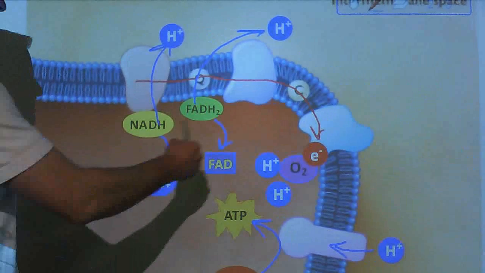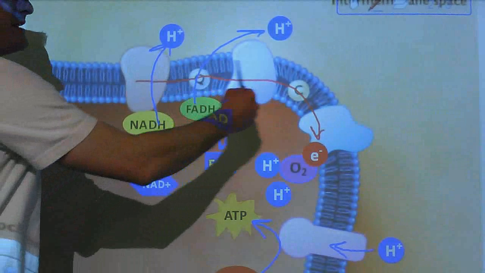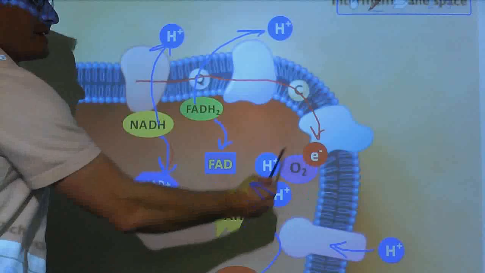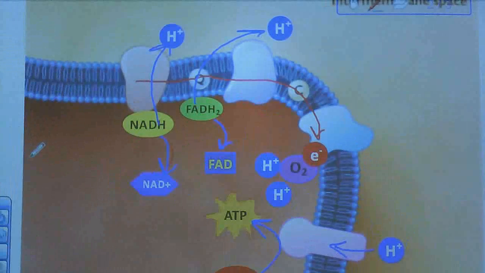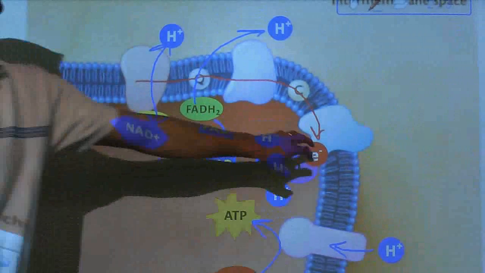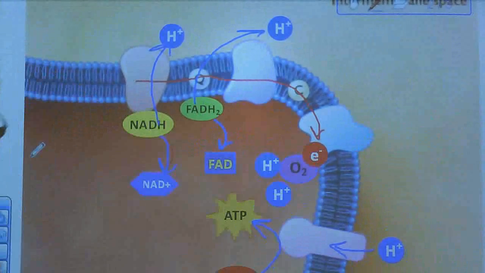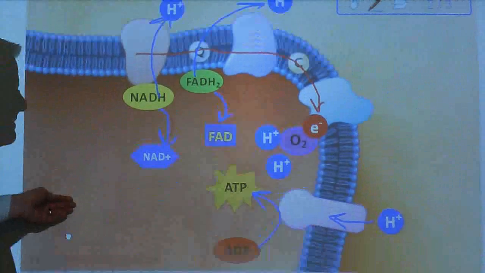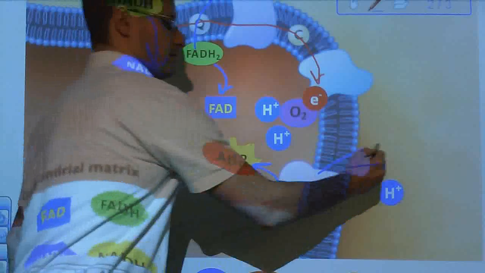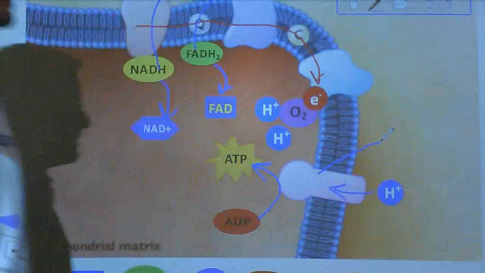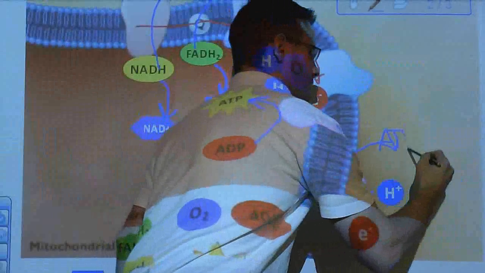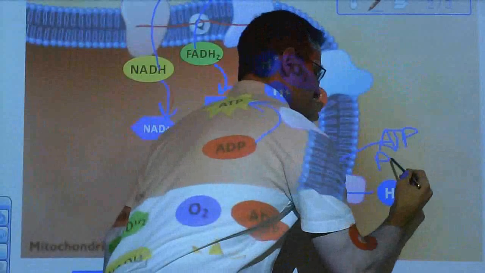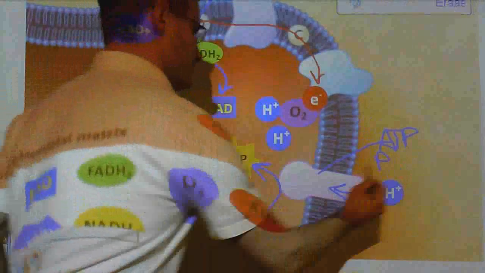Keep in mind our electron carriers, the job of the electrons is to pump protons. The job of oxygen is the final electron acceptor. That's where those electrons are going to wind up to create water. ATP synthase is our enzyme that's going to create ATP, just like in photosynthesis.